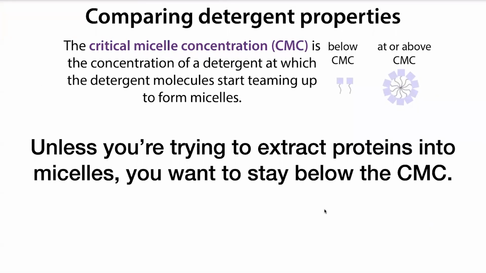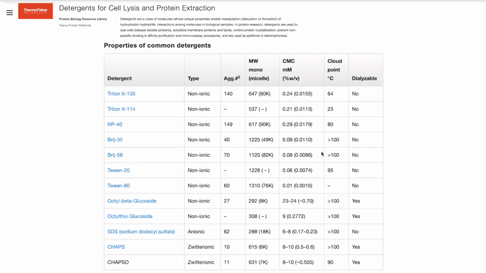Unless you're trying to actually extract proteins into those micelles, you want to stay below the CMC so that you're not going to have those micelles form and partition off some of your proteins in your mixture. So typically you're going to be working at really, really low concentrations of detergent. For example, if you were using something like Tween 20, you're going to want to stay below 0.06% weight per volume. With Triton X-100, you're going to want to be below 0.24% weight per volume.